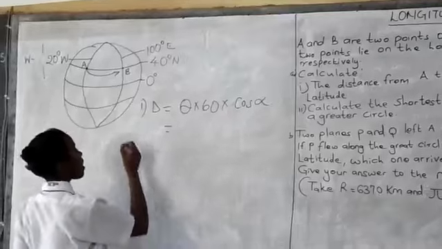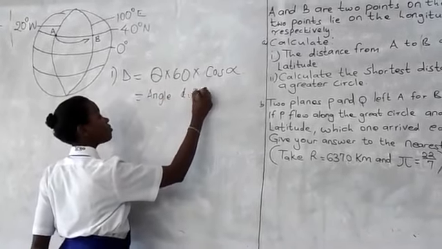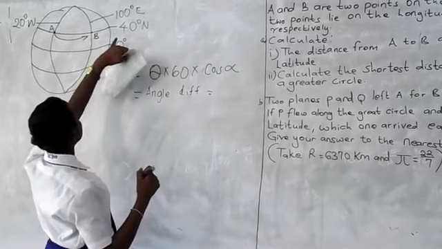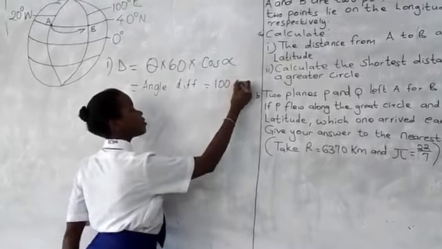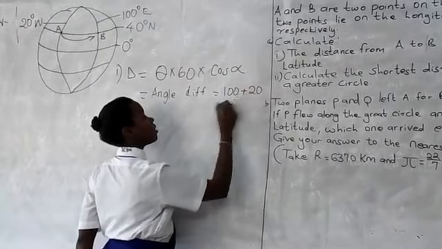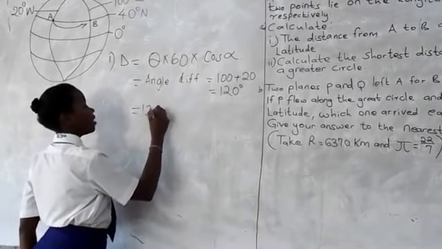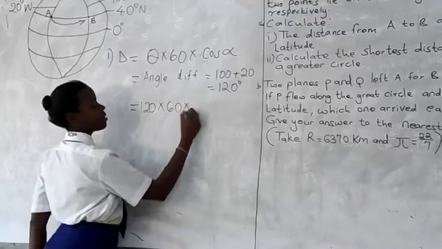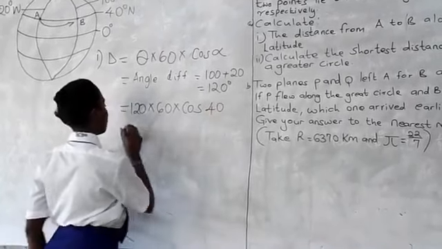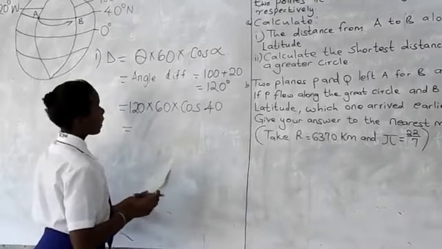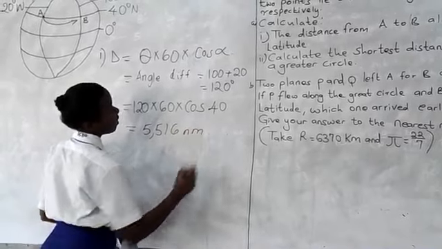Our theta will be the angle difference, which will be 100 degrees and 20 degrees. You will add because they are on different sides of the Greenwich meridian. You get 120 degrees. Now you calculate 120 times 60 times cos alpha, which is cos 40. You calculate, you get 5,516 nautical miles.